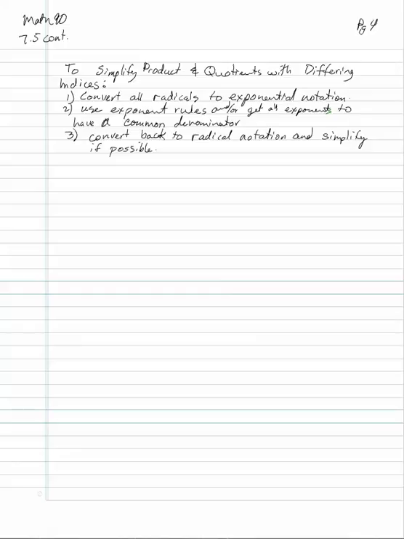Number 80, so we got the 10th root of a times the 5th root of a squared. Now note, if this was using radical rules, you can't do anything because the indices are different. So what we do is we convert it to exponents, and then we can use exponent rules. Since they have the same base, we can add the exponents.